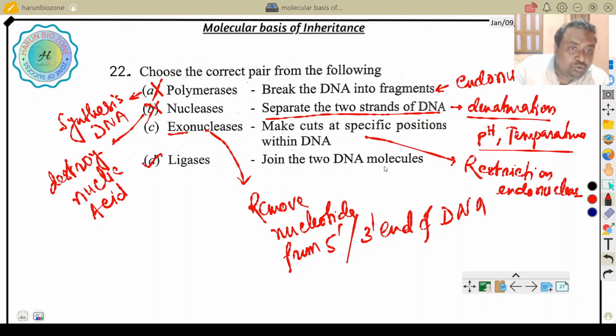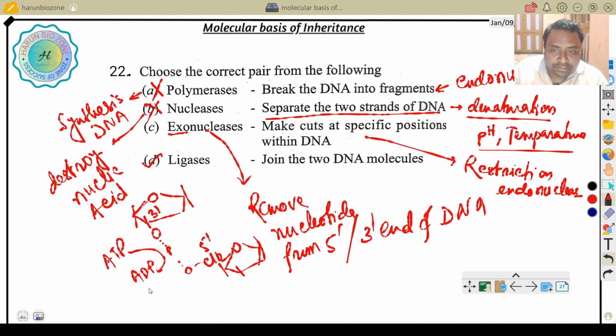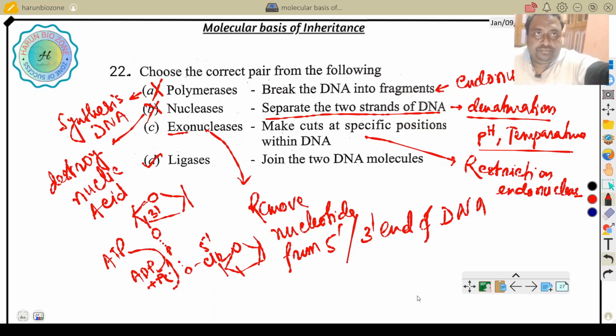But ligase joins two DNA molecules by a phosphodiester bond. Suppose this is one nucleotide, this is O, and it is joined by OCH2. So this 3' end and this 5' end are joined by this phosphate. The phosphate comes from ATP, which gives ADP plus phosphate. This reaction is catalyzed by the ligase enzyme. So here the right option is ligase. Next question.